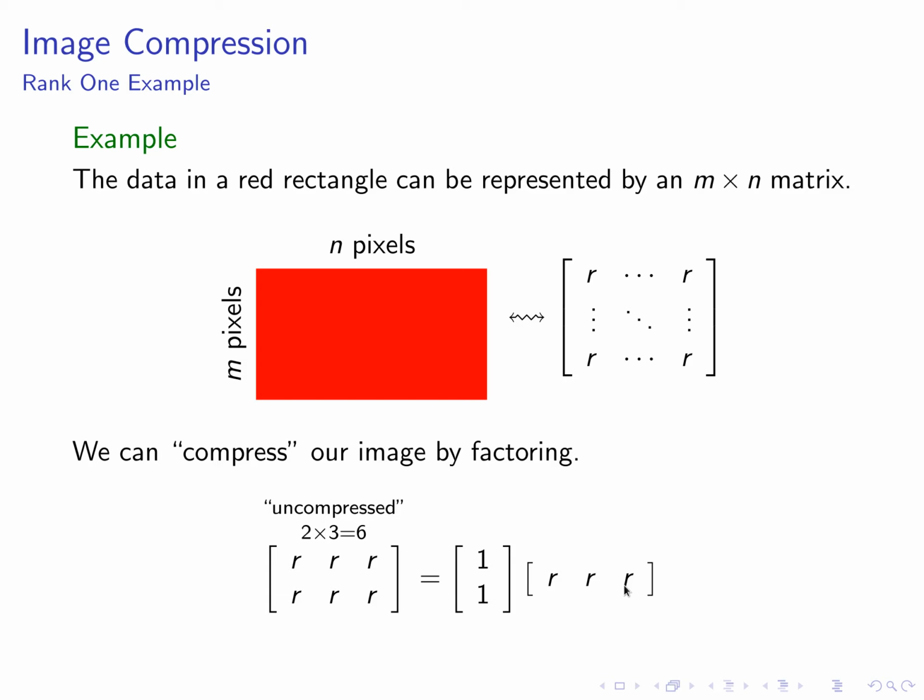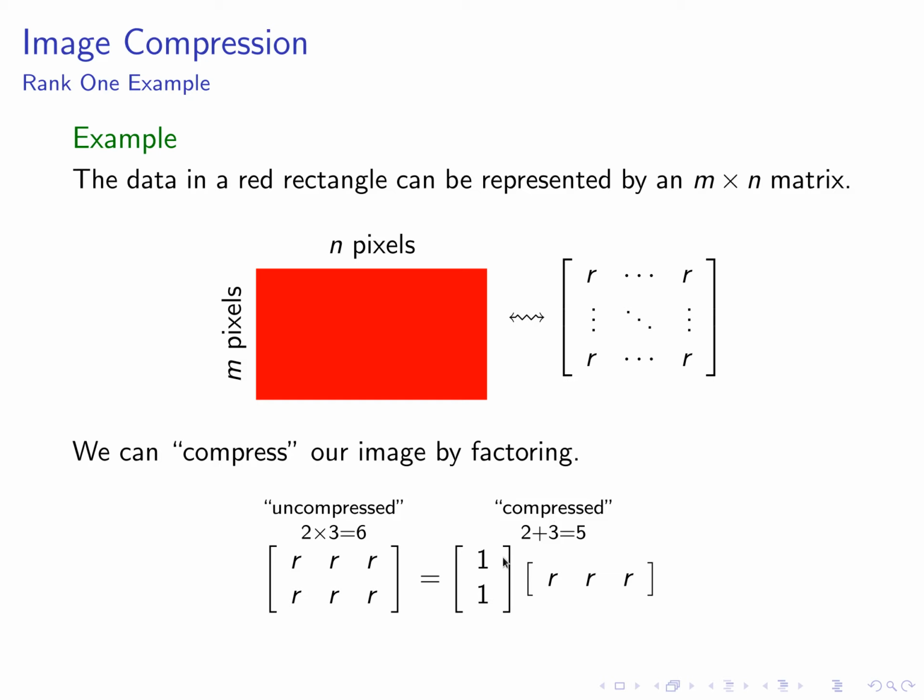Why is this useful? Well, if we think about the data necessary to communicate the information inside of our original image here, I like to call this the uncompressed image. And here it takes 2 times 3 pieces of information, which is 6, to communicate all of this information. So I need to know about 6 different positions inside of this original image if I want to represent my solid red rectangle.